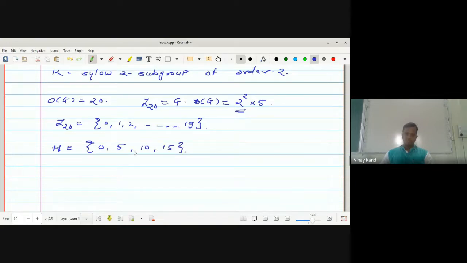Okay, so what is the order of H? The order of H is 4. So H is nothing but a Sylow 2 subgroup of order 4. Okay, any doubt?